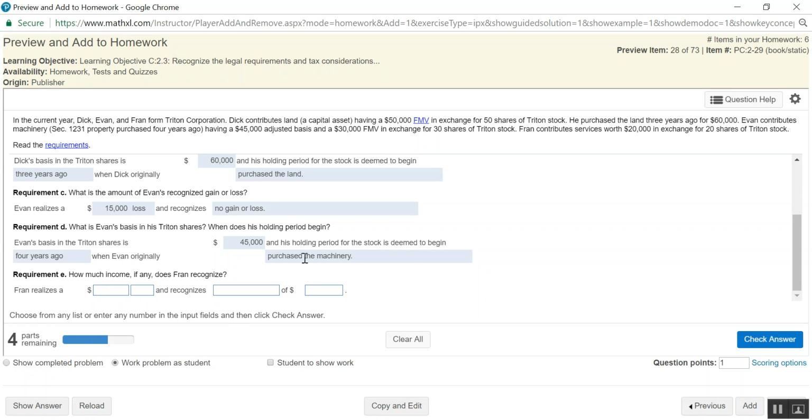Next, we go through the same exercise with regard to Fran's transfer of services. And we know that the transfer of services does not qualify as a 351 non-taxable exchange. So she actually realizes a $20,000 gain upon transfer of her services, because those services have no basis to her, but she actually receives $20,000 worth of stock, right? Because the services are worth $20,000, and she's going to recognize ordinary income. It's going to be a W-2 that she's going to receive for that of $20,000.